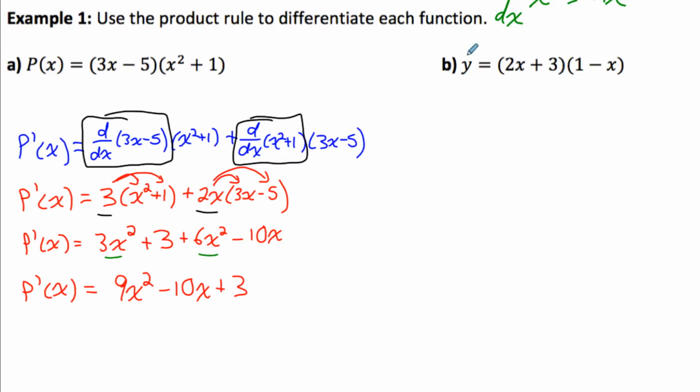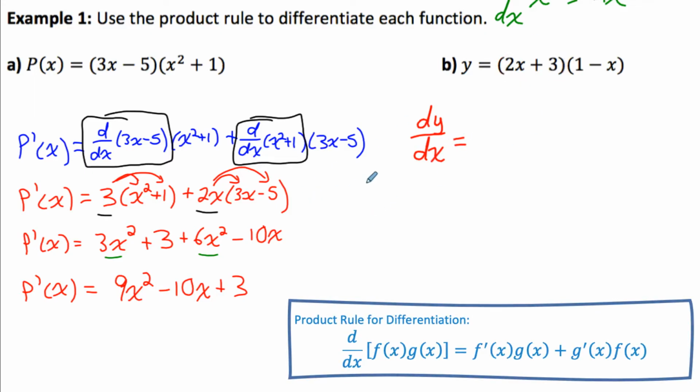Let's try another one. This one, the function's just called y. So you could write y prime, or you could write dy over dx. That's Leibniz notation. The derivative of function y with respect to x equals. We would do the derivative of the first function. So the derivative of 2x plus 3 is just 2. Multiply that by 1 minus x. Plus, we now need to do the derivative of this function, which is just negative 1, multiplied by that function. That's the product rule. We're just following the product rule. And I've got that rule kind of flashing at the bottom of the screen for you, just so you remember what we're using for each of these questions.